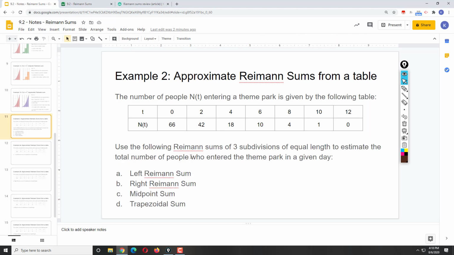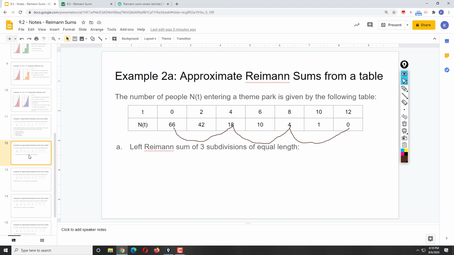We're told that we're going to use 3 subdivisions of equal length. And we're given values for 0, 2, 4, 6, 8, 10, and 12. Well, if we want 3 divisions, we can use the division 0 to 4. That's 1. 4 to 8. That's 2. 8 to 12. That's the third one. That's 3 equal subdivisions.